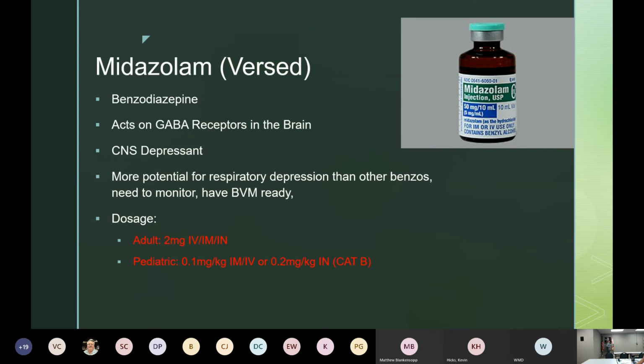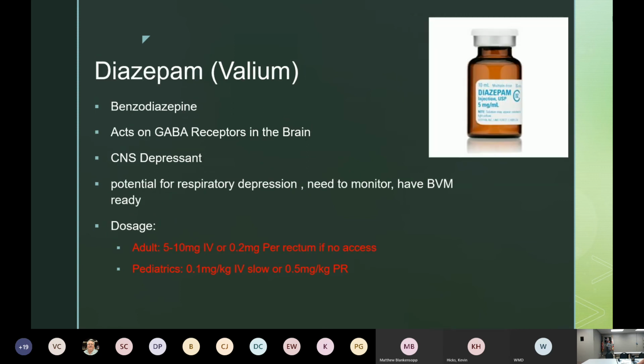But it's also a Category B. There's a little more potential for respiratory depression with Versed versus other benzodiazepines, so it's just something you have to watch out for. So Valium, also a benzo, similar things, potential for respiratory depression, just like all the other ones. The big thing to remember for this one is the dosages are different, so don't get these confused. It's a higher dose. Adult is 5 to 10 milligrams IV. You can also give this per rectum. I'm not sure if y'all have access to this where y'all work or not, but you can give it per rectum if you can't get any other access. And peds is similar. You can give per rectum as well, 0.1 milligram per kilogram IV push for Valium.